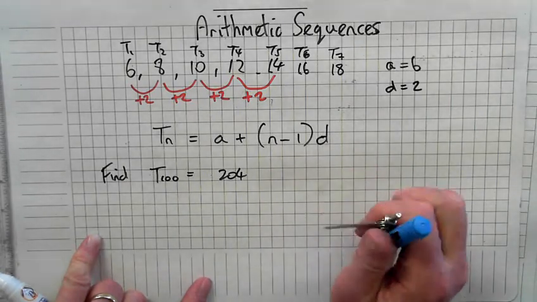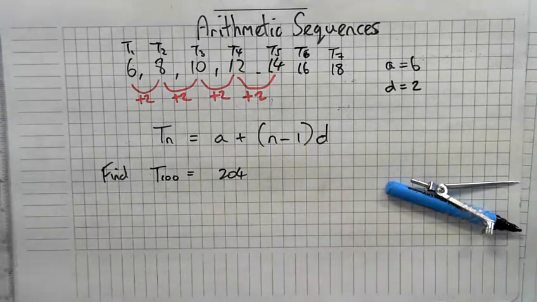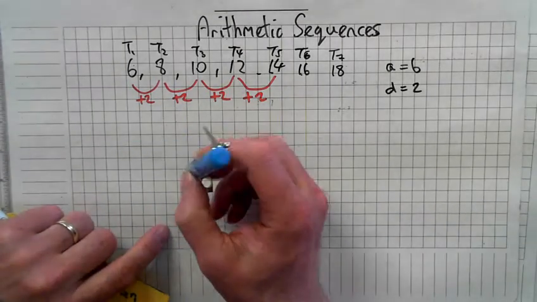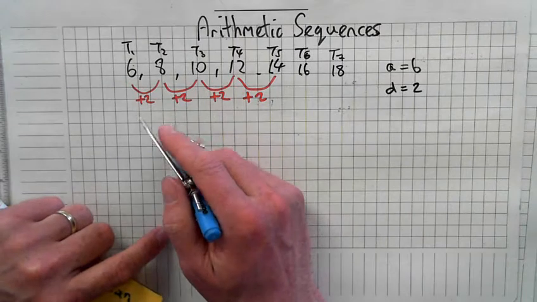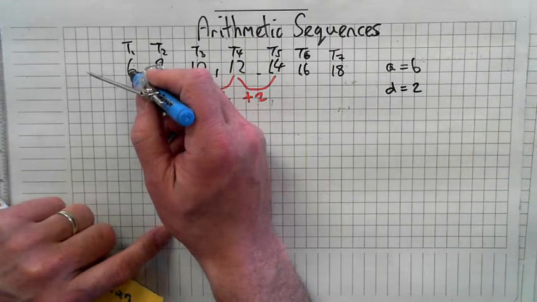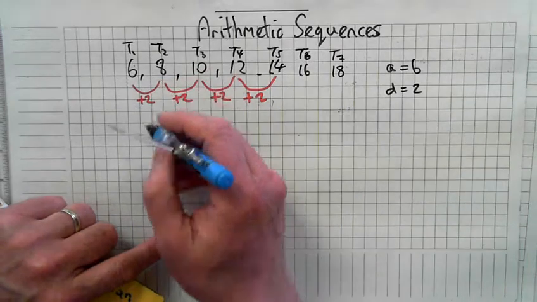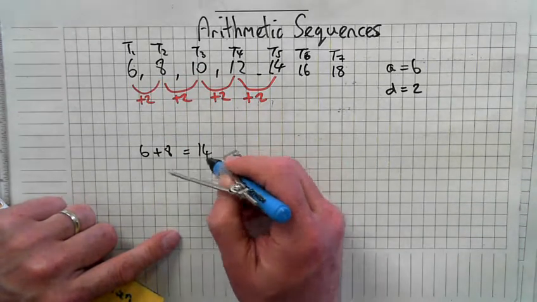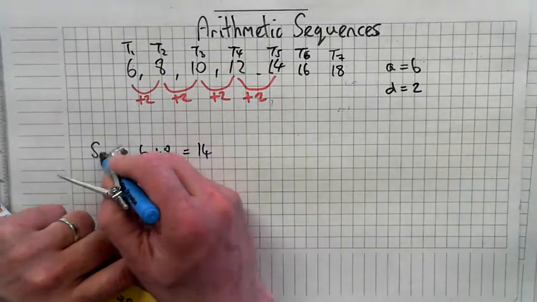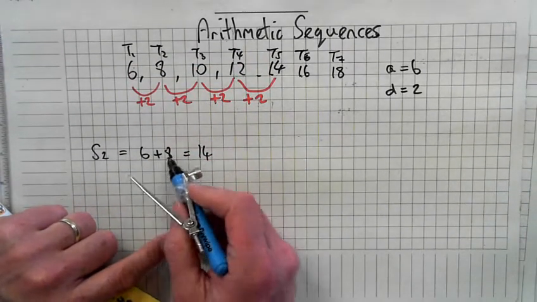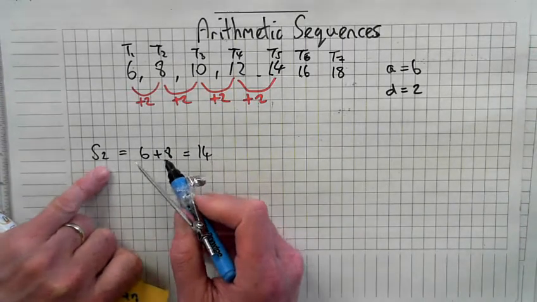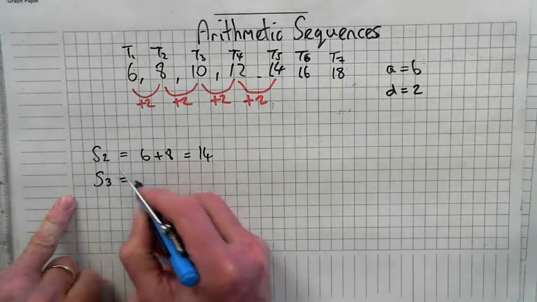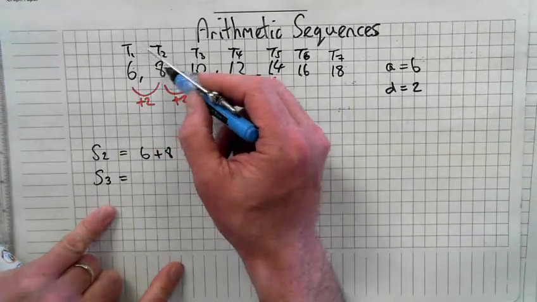Alright, that's handy. The next type of formula, so that's the term formula, is the sum formula, adding up. So if I want to add the first term and the second term, what would I get? I get 14. So that's S2. I add up the first two terms: 6 plus 8 is 14. If I wanted S3, 6 plus 8 plus 10.